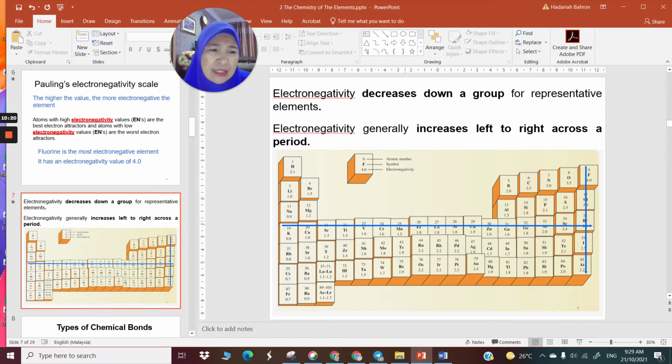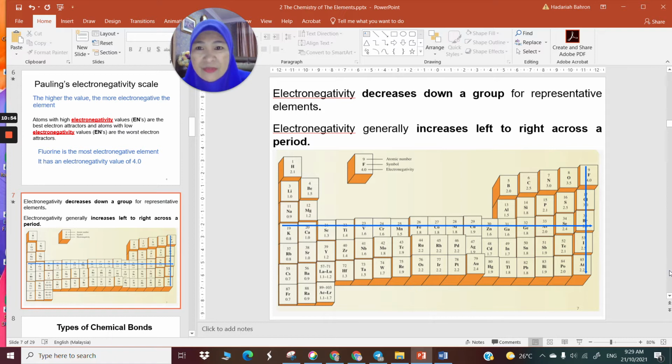When you look at Pauling's value, hydrogen is 2.1, and it goes down as you go down from hydrogen to lanthanum to francium at the bottom. Sodium, for example, has a Pauling's value of 0.9, but that value becomes higher as you move to the right: magnesium 1.2, aluminium 1.5, silicon, phosphorus, sulfur, and chlorine 3.0. So that's how it goes. Each element has its own Pauling's value.